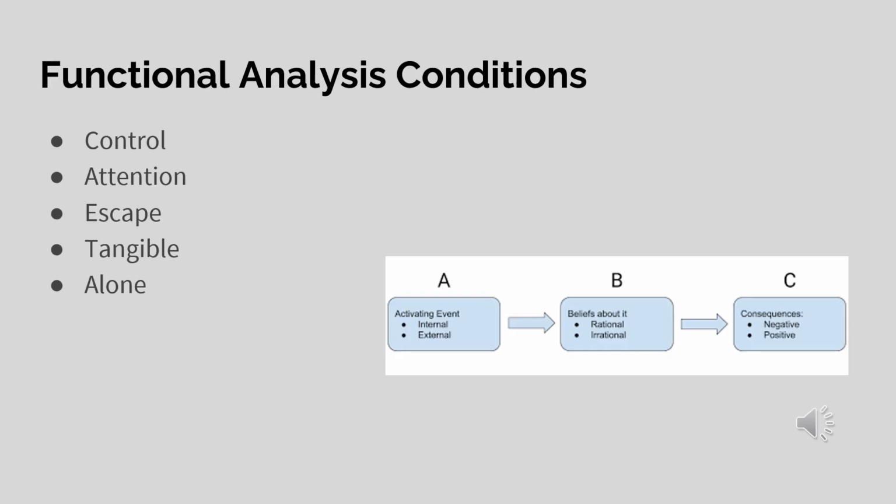What we are going to focus on more today is the 5 functional analysis conditions, and these will be control, attention, escape, tangible, alone. So this is usually the function behind behaviors, and the FA usually distinguishes what the behavior is and what we can do to redirect that behavior.